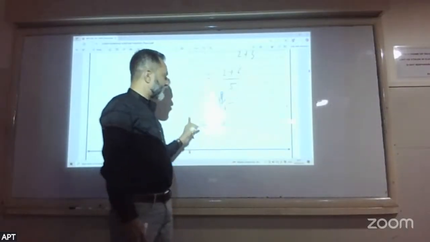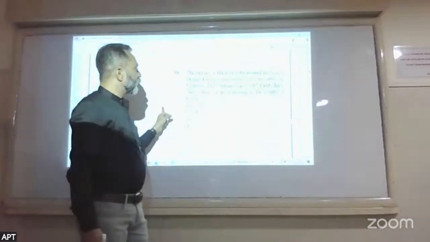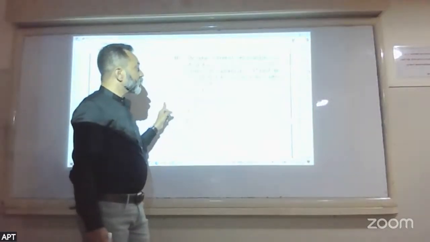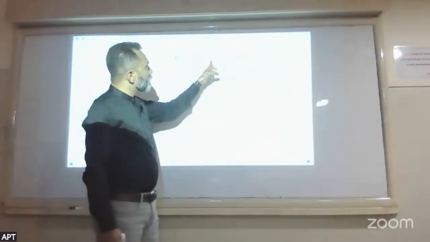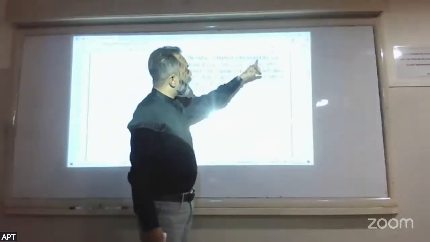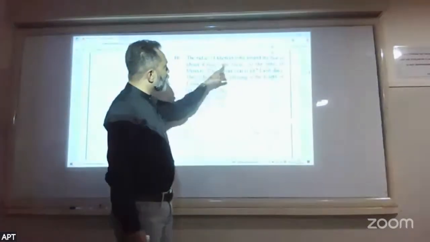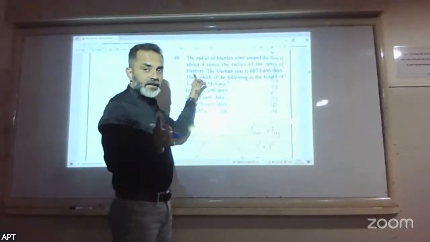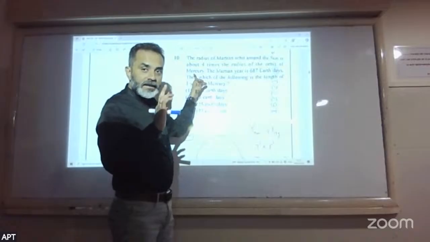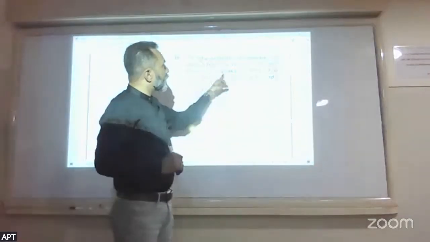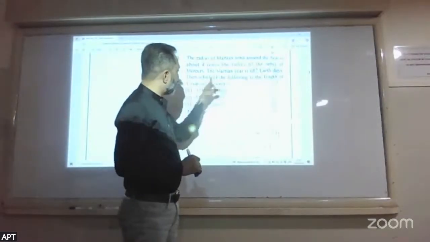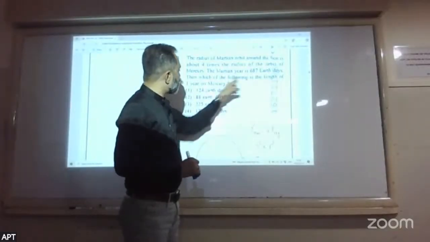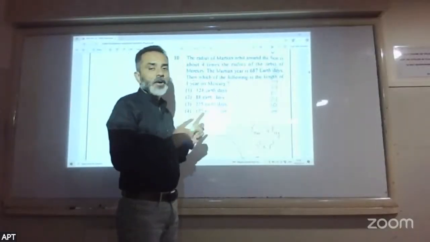All right. Next question. Number 10. The radius of the Martian orbit around the sun is about 4 times the radius of the orbit of Mercury. It's a radius relation given for two different planets about the sun. The Martian year is 687 Earth days. Which of the following will be the length of 1 year on Mercury?